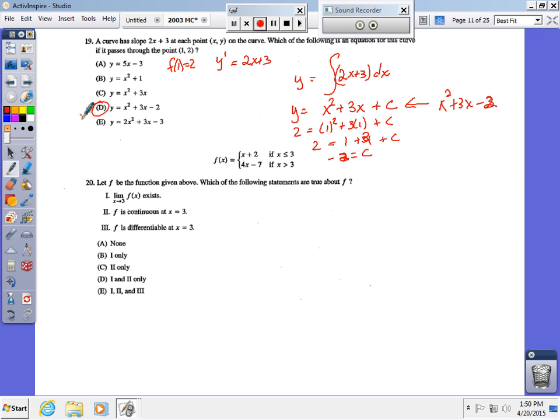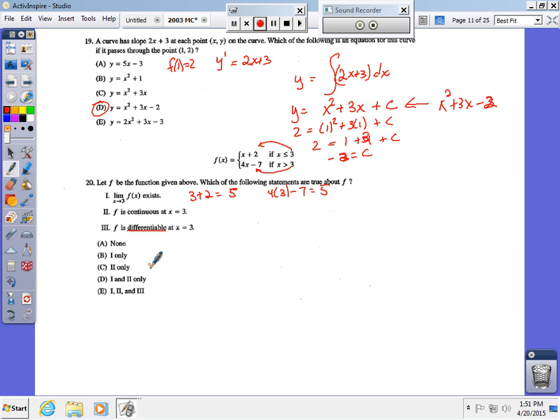Which of the following statements are true about f? The limit as x approaches 3 exists. You could graph this if you wanted to. They're pretty simple graphs, but to find the limit at 3 to make sure that it exists, basically you just evaluate each of these functions at 3 and show that they equal each other. So when I do 3 plus 2, that is equal to 5. And I do 4 times 3 minus 7, that equals 5. So that limit exists. It's also going to be continuous there. Okay, for the same reason, when I evaluated at those points, we get the same values.